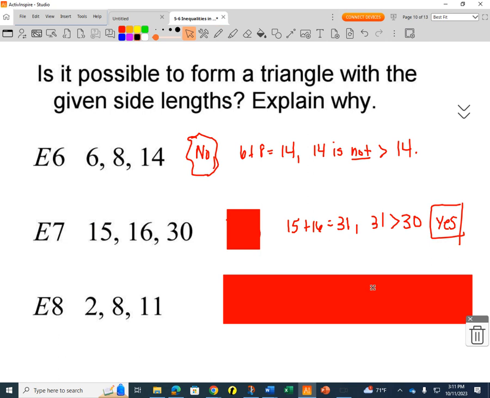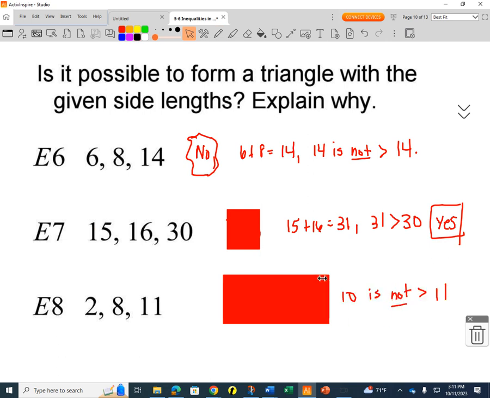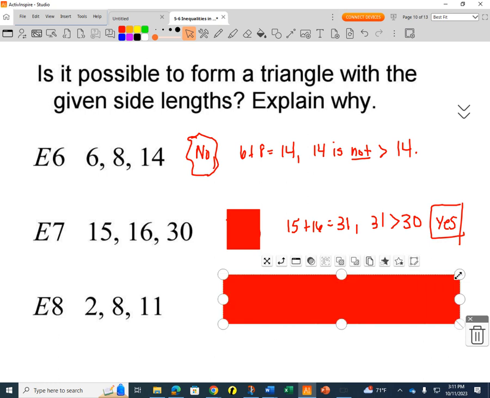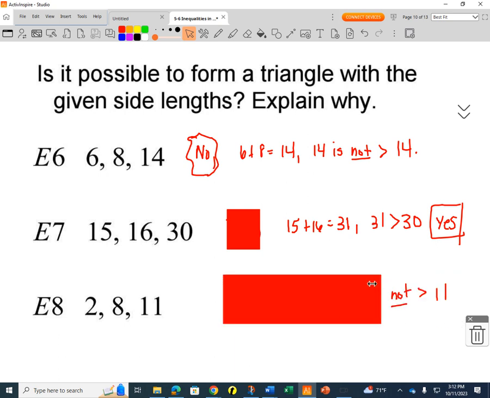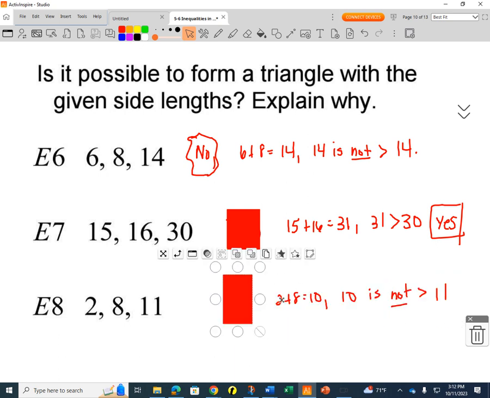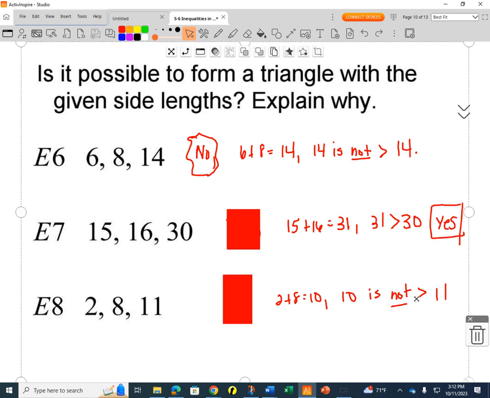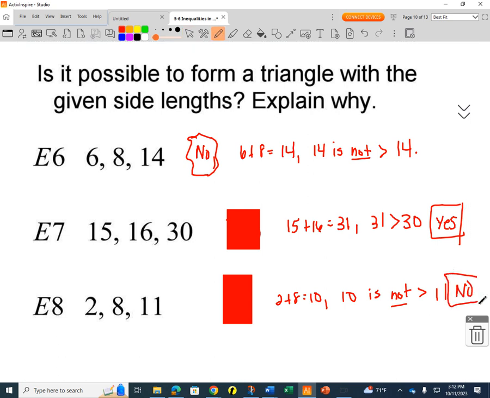Let's look at this other example. Two shortest sides, 2 and 8. The longest side is 11, so we want to know if you add the two shortest sides, 2 plus 8 equals 10. 10 is not greater than 11, so you cannot create a triangle with side lengths of 2, 8, and 11.